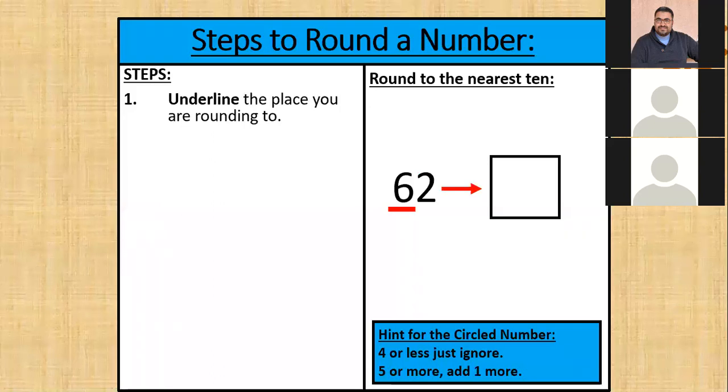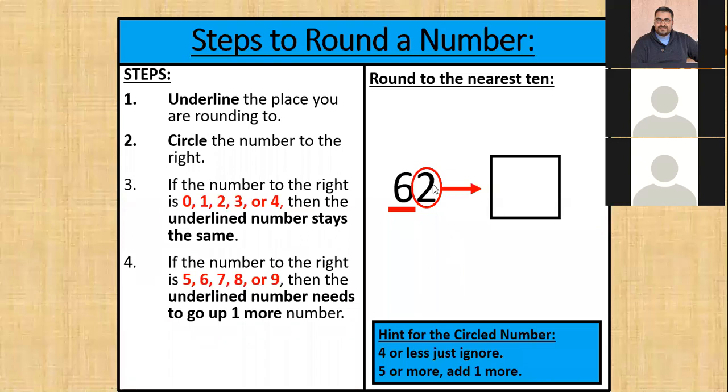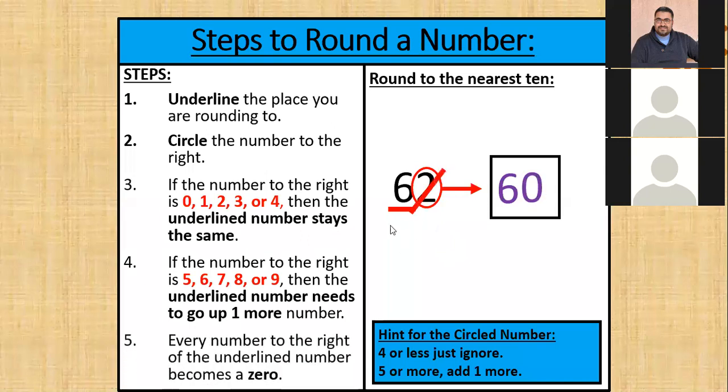Step 2, we will make a circle around the number to the right. Here, we'll make a circle here. And we will stop a moment to check 2. Is 2 a rich number or a poor number? 2 is a poor number. We can't add 1 here because 2 is poor. Can't add 1 to 6. So what we are going to do, we will write 6 here without any change and cancel 2. This will be the last step. We will cancel 2 and write 0.